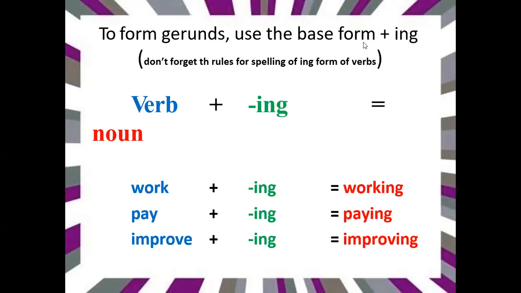Okay, to form gerund, use the verb form plus ing. Don't forget the rule for spelling of the ing form of the verbs. We are going to use the verb plus ing. It's going to be equal to nouns. For example, the word is work plus ing is working. Ahora la pregunta será en español. Dice que se forma de un verbo. Cuando le agregamos ing se convierte en nombre. Por ejemplo, si el verbo es trabajar, entonces aquí en working, ¿cómo sería? Trabajando. Pero, trabajando. Trabajo.